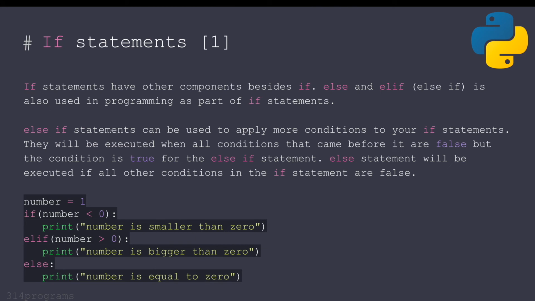The if statement will output number is smaller than 0 when the number is smaller than 0. If number is not smaller than 0 and bigger than 0, it will print number is bigger than 0. If all other statements are false, it will print number is equal to 0. In this case, it will print number is bigger than 0.